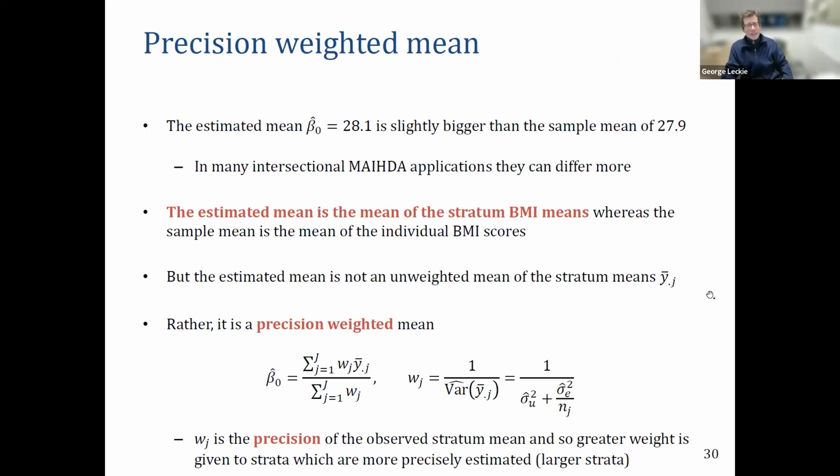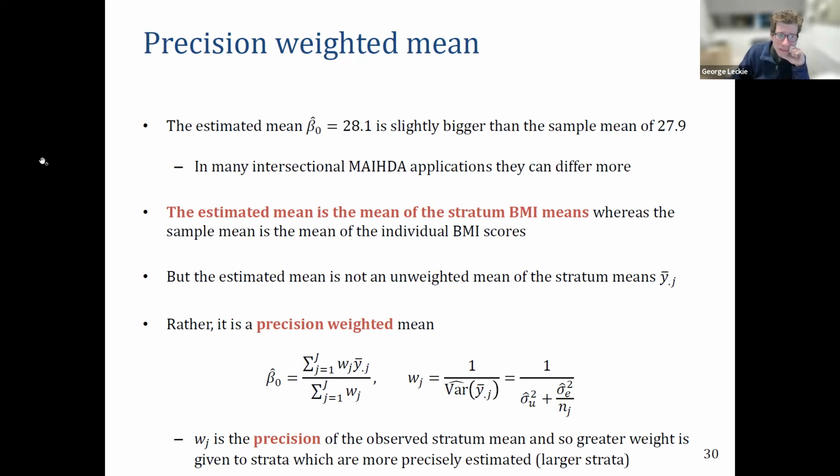Okay, so let's have a slightly technical slide here. Let me get my pencil out again, and get my highlighter going. So one thing that we've seen in these model results is that the estimated mean is 28.1, but this is bigger than the sample mean of 27.9 that we saw earlier. Now the discrepancy is tiny, 0.2 of a BMI point.